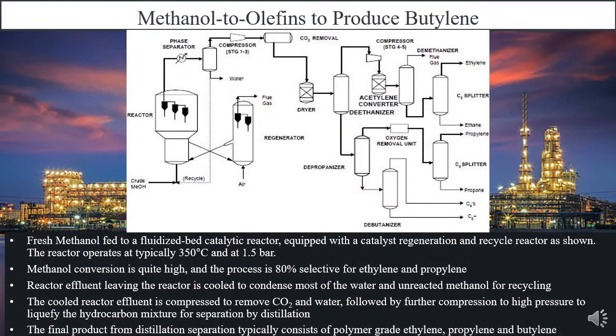This is the process flow diagram for the production of butylene through MTO. First, methanol is fed to a fluidized bed catalytic reactor at 350 degrees Celsius and 1.5 bar. The reactor effluent is then cooled and compressed to remove carbon dioxide and water. Further compression at high pressure is done to separate the products, which consist of ethylene, propylene and butylene.